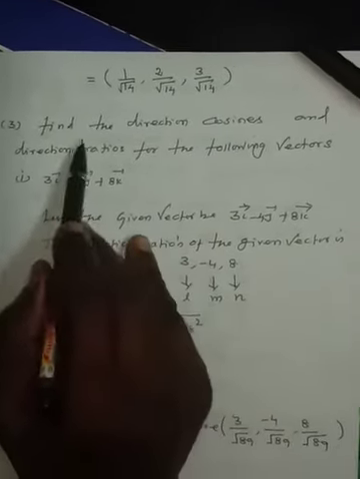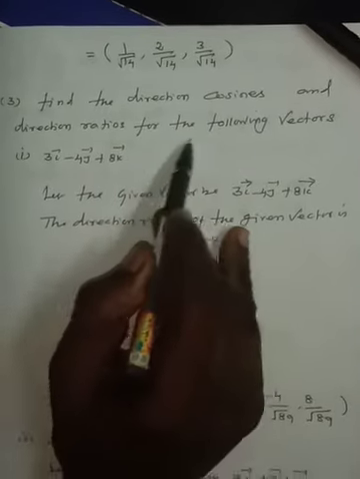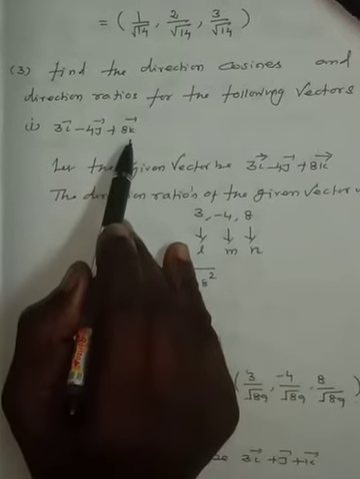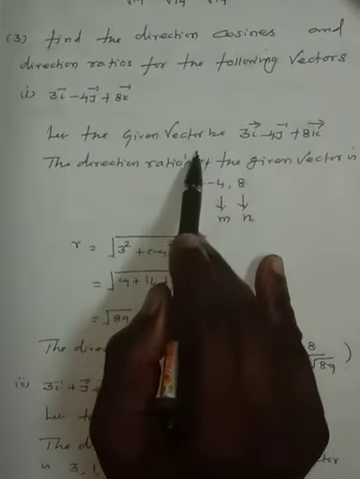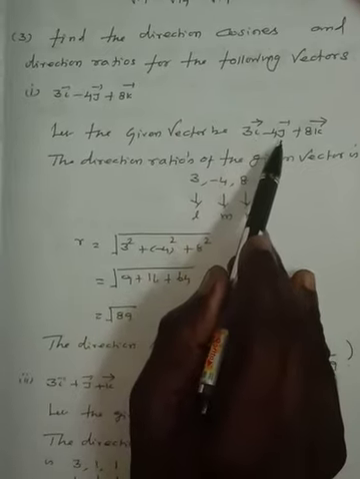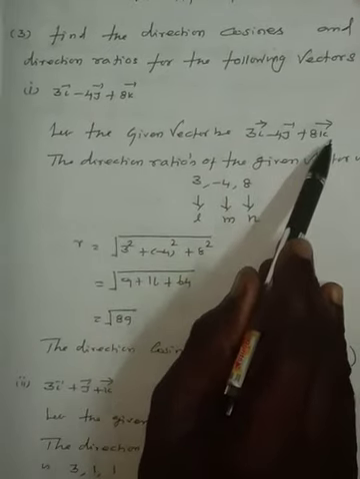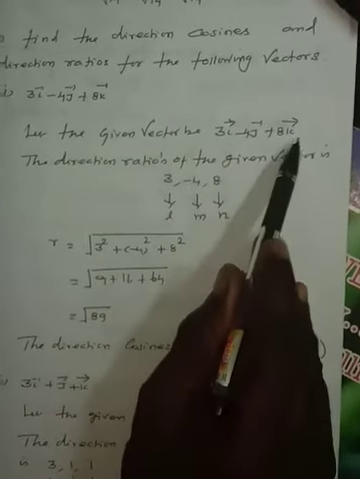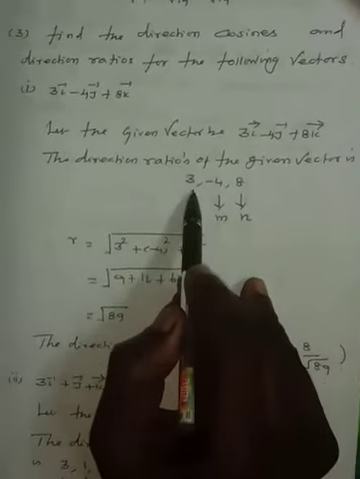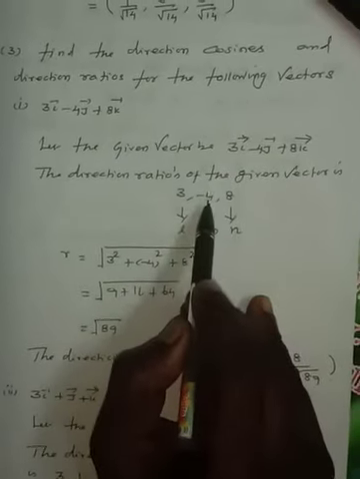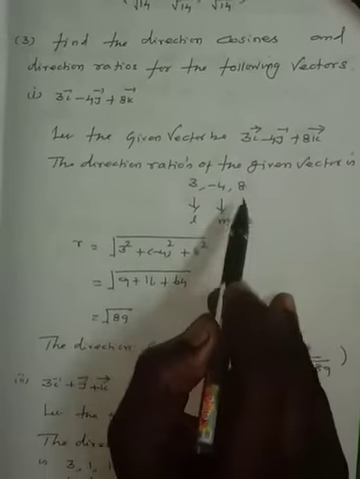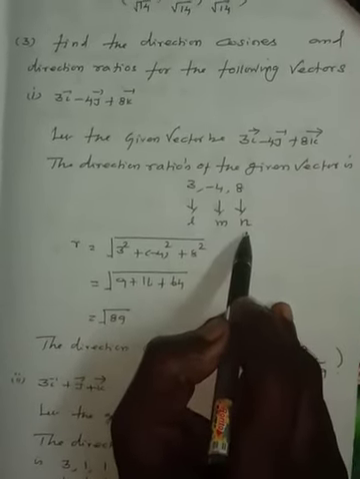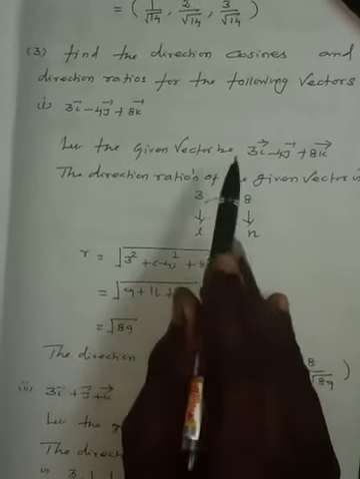Number 3, find the direction cosines and the direction ratios of the following vectors. Number 1, 3i vector minus 4j vector plus 8k vector. Let the given vector be 3i vector minus 4j vector plus 8k vector. The direction ratios are the coefficient of the i term, the coefficient of the j term and the coefficient of the k term. The coefficient of i is 3, of j is minus 4, of k is positive 8. First as L, second as M, third as N. L is 3, M is minus 4, N is 8.